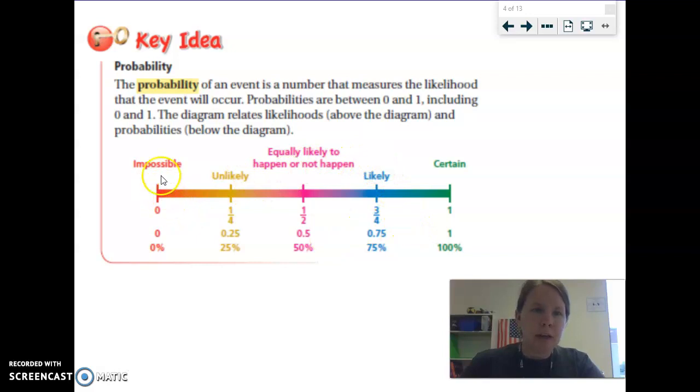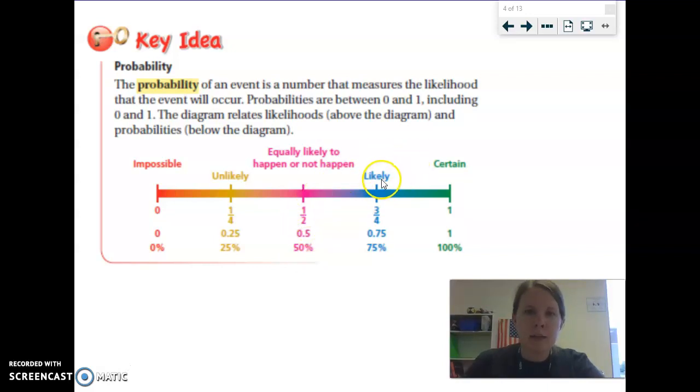So here's our scale. If I have anything with zeros, 0, fraction, 0 decimal, 0%, it means it's impossible. It's never going to happen, okay? An unlikely situation would be maybe 1/4, 0.25, or 25%. Something that's equally likely to happen or to not happen is going to be 1/2, 0.5, or that 50%.